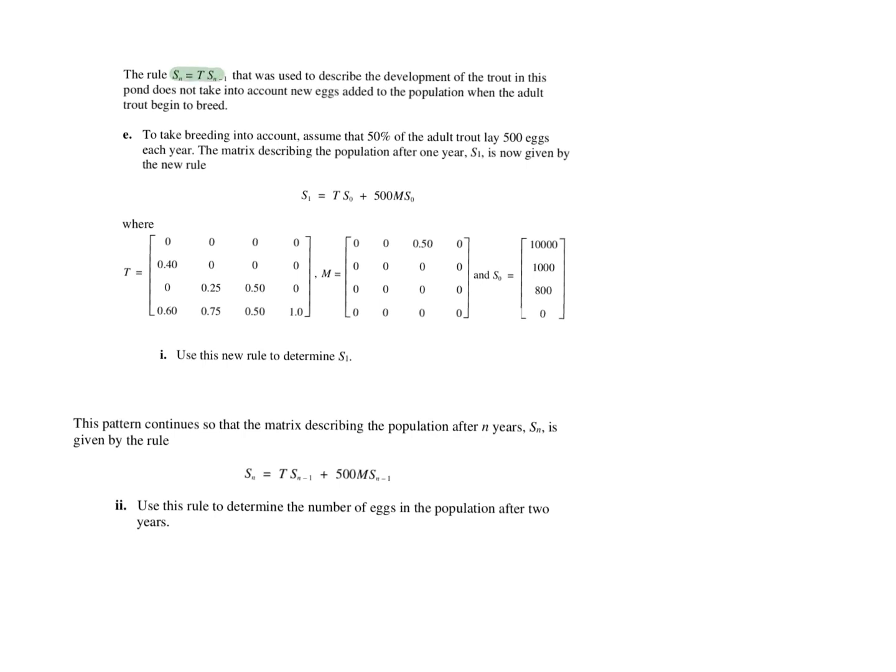Okay, the rule S_N to S_N minus 1. So sorry, this one's a little bit different. All this is, they don't write them like this anymore. We use S_N+1 equals the transition times S_N. This is another way of writing that, so just pretend that this was written there like that. So that's pretty much saying we can get the next state of trout using the one before. Then they said they need to take breeding into account, assume 50% of the adult trout lay 500 eggs each year. The matrix describing the population after 1 year, S1, is now given by this. So it doesn't matter, we just got this new formula.